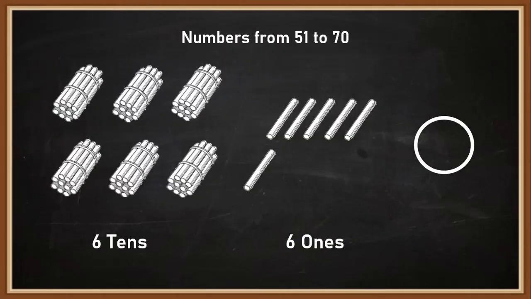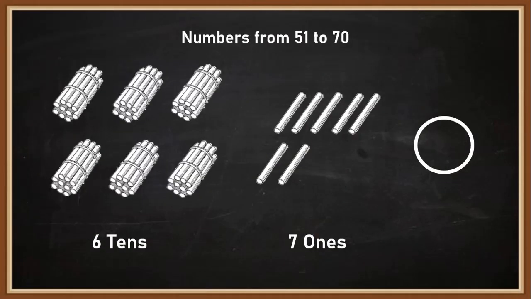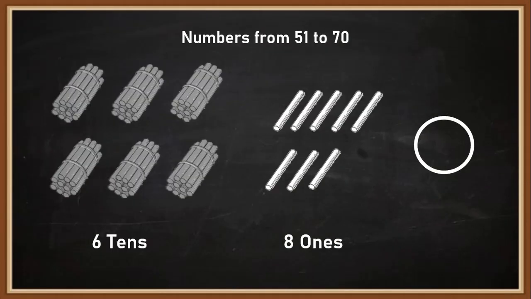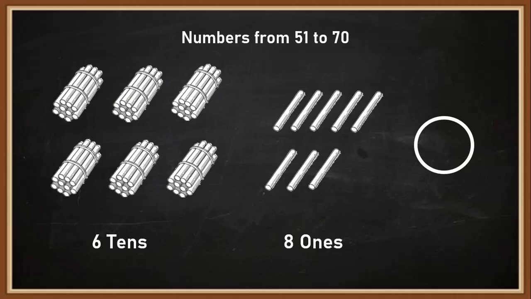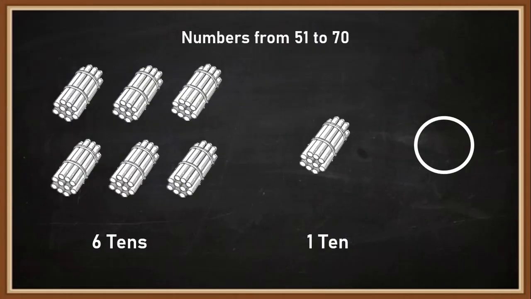6 tens and 6 ones is 66. 6 tens and 7 ones is 67. 6 tens and 8 ones is 68. 6 tens and 9 ones is 69. 6 tens and 1 ten is 70.